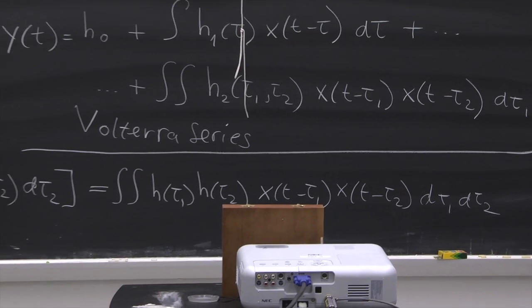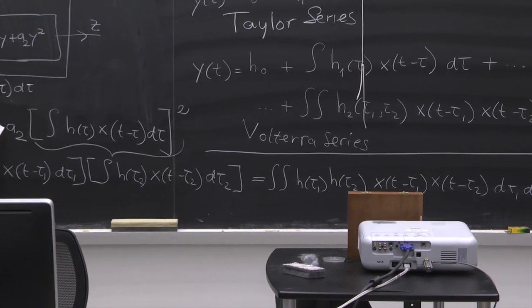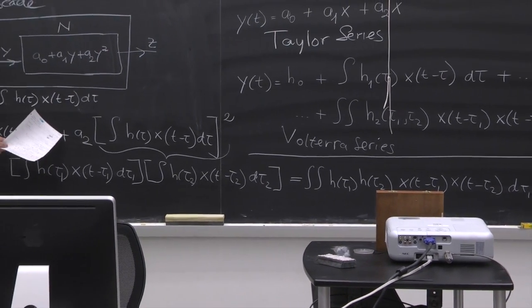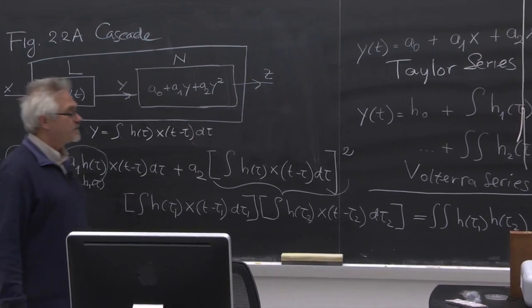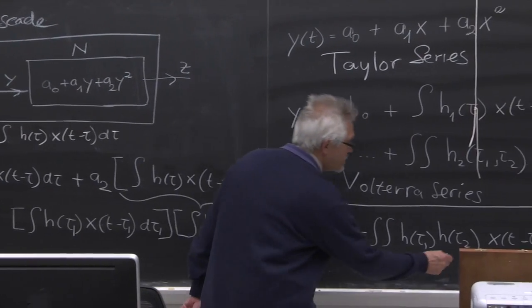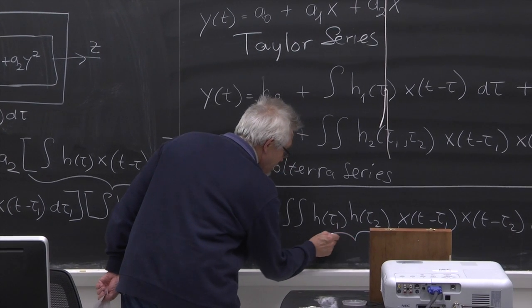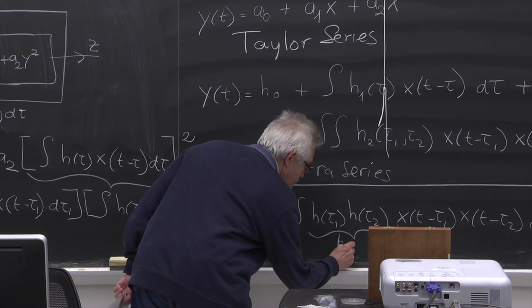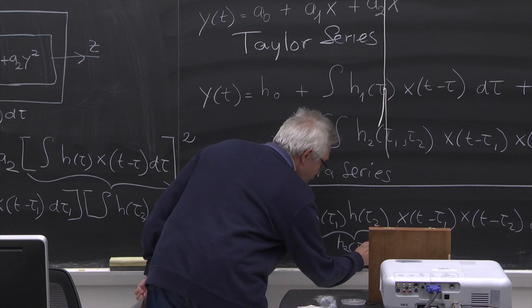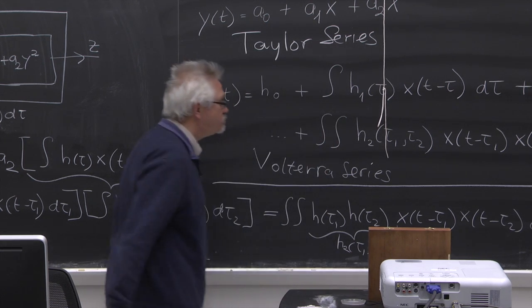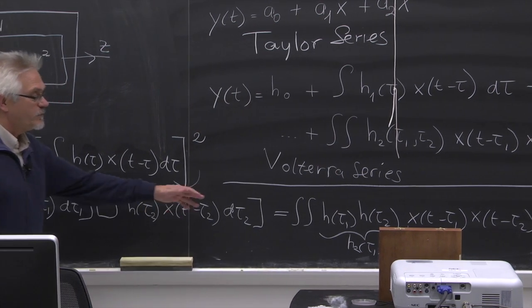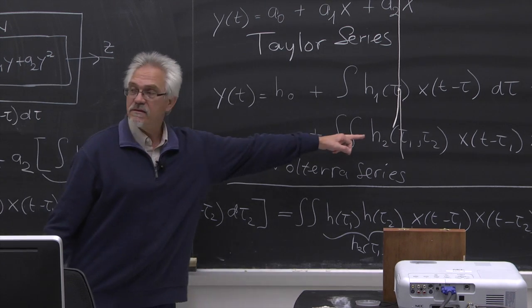And you can now see that if I put the constant a2 in here also, then I can rewrite this part of the expression as h2(tau 1, tau 2). And then if you put it all together, you can see that I get this term again.